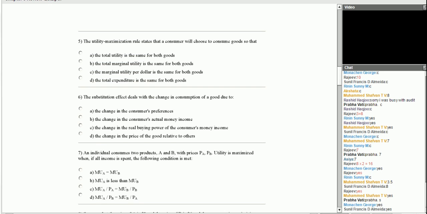Now, first one, the utility maximization rule states that a consumer will choose to consume goods so that dash. Do you have any idea about this one? A, B, C, or D?